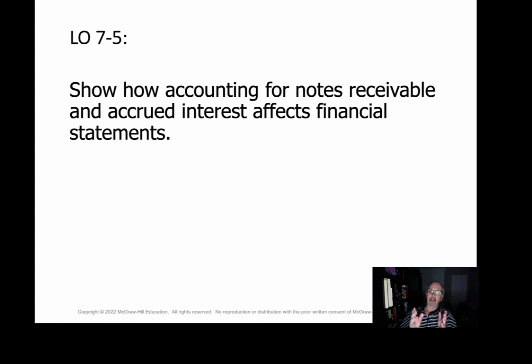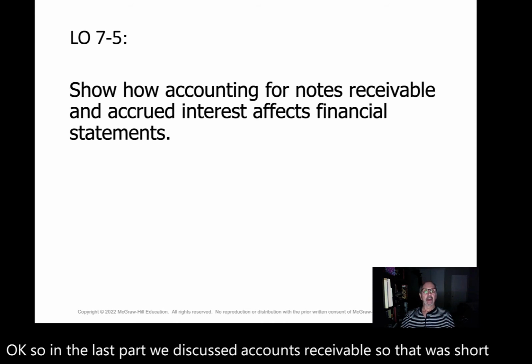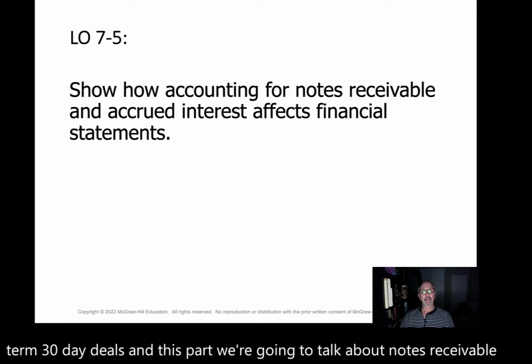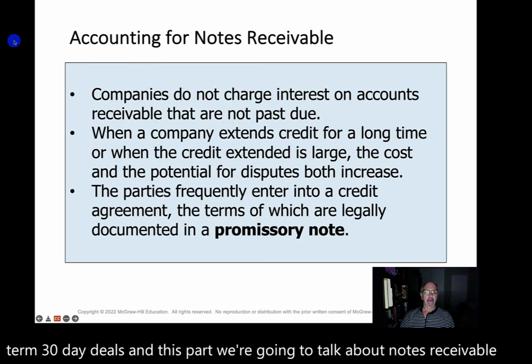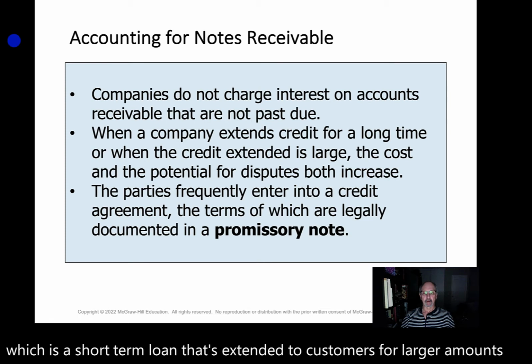Okay, so in the last part, we discussed accounts receivable. So that was short-term 30-day deals. In this part, we're going to talk about notes receivable, which is a short-term loan that's extended to customers for larger amounts of money. So companies do not charge interest on accounts receivable that are not past due.